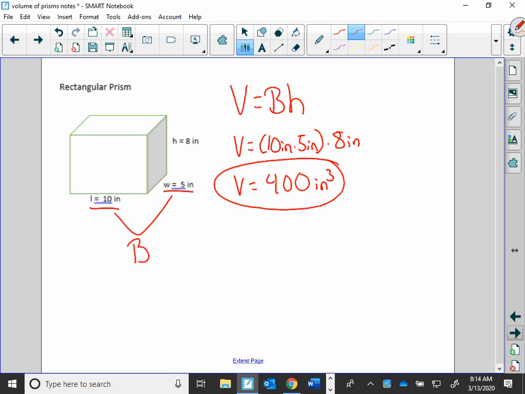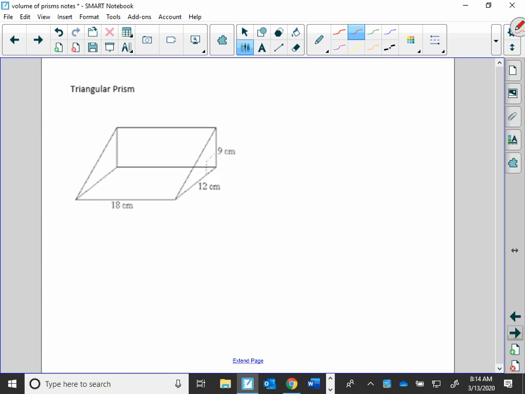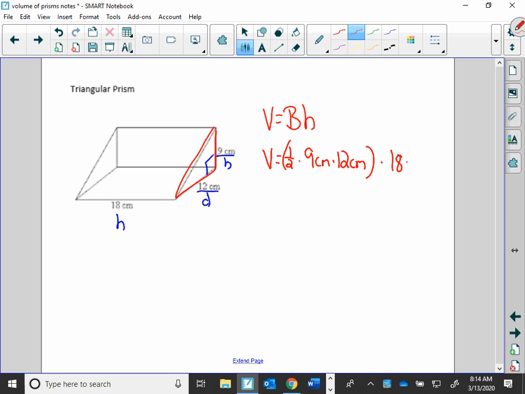Our last example that we're going to talk about is a triangular prism. Again, volume is equal to big B times H. Here's my triangle. Here's my right angle. This is my height. This is my base. And there's only one more measurement, which tells me the height of my prism. So I'm going to plug those into my equation. Volume is equal to 1/2 times 9 centimeters times 12 centimeters. Those in parentheses, that's my base, times 18 centimeters.